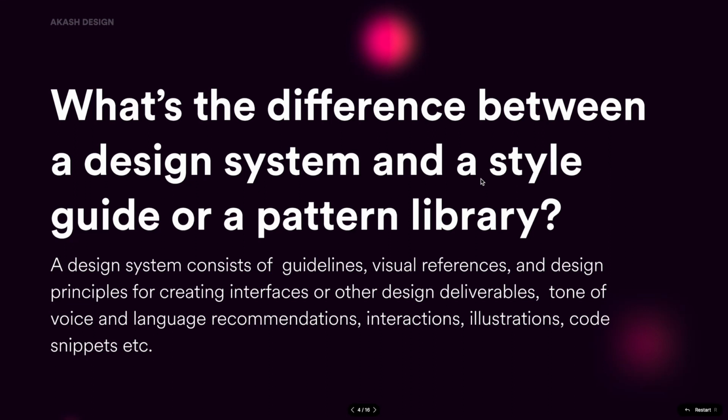It encapsulates both style guide or pattern library, whereas a style guide or pattern library is mostly UI centric, the one that we usually build in Figma, or other tools like Sketch and XD. So that's the difference between a design system and a style guide. So make sure you don't make this mistake next time somebody asks you about design systems.